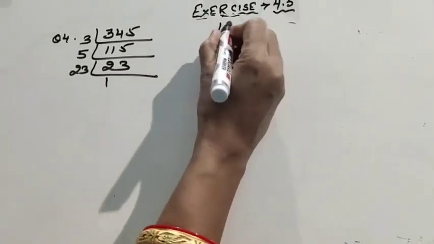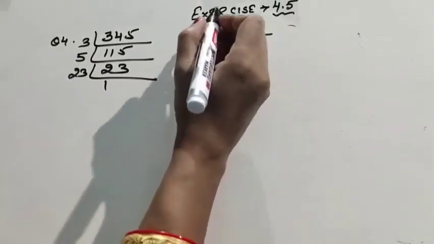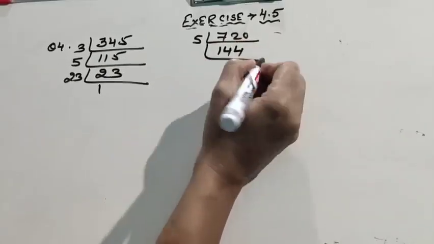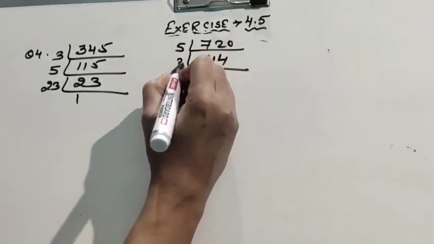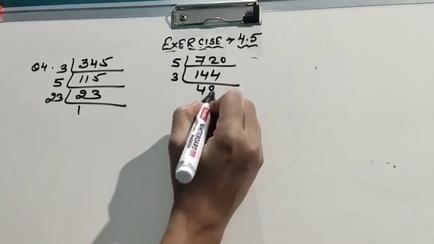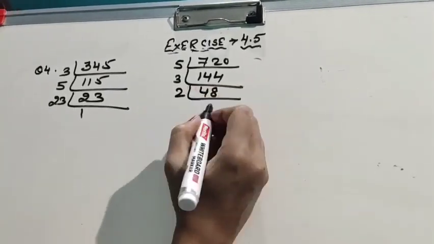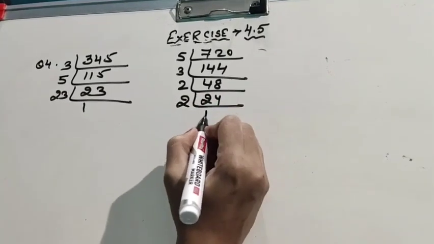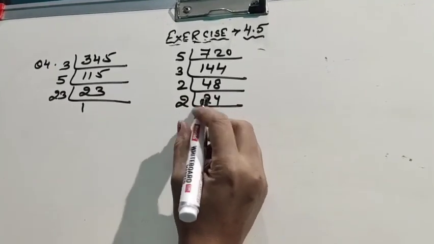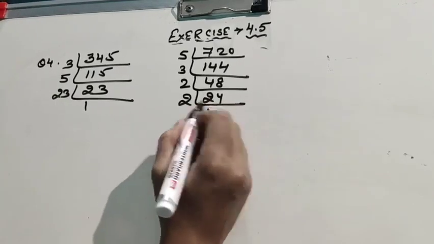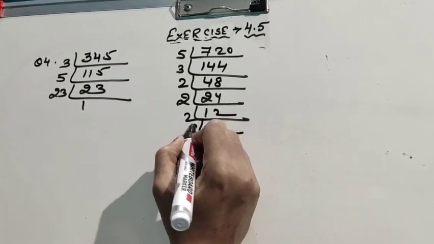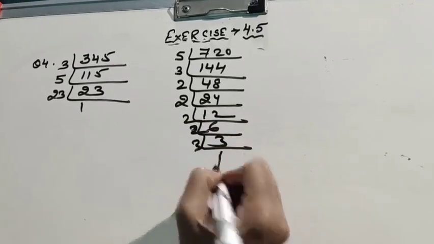Next is 720. 720 divided by 5 table, which is 144. Next go with the 3 table, which is 48. Then go with 2 table, 24. Again go with 2 table. 2 2 is 4, 2 4, 2 and the 2, 2 2 is 4. Then 2 6 is 12. Then 2 3 is 6. Then 3 1 is 3.